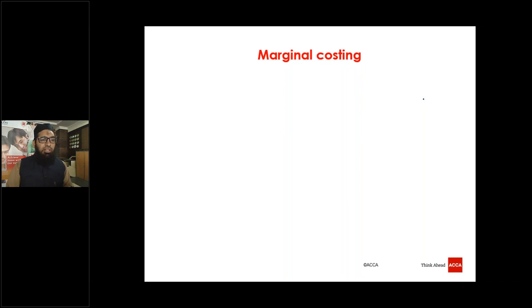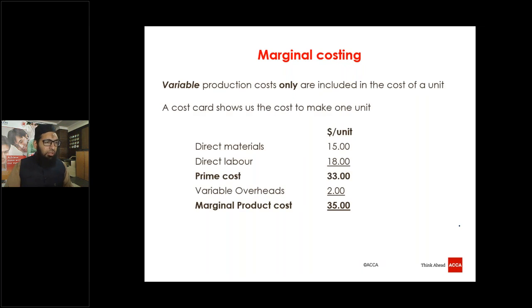Now, the other traditional costing that we will be revising over here is marginal costing. And as we had discussed, marginal costing means that only variable production cost will be included. So if we see the cost card based on marginal costing, we will find material and labor, that is the prime cost, and the variable overheads. So there is no value, no area for fixed overhead.